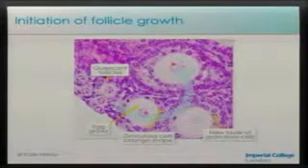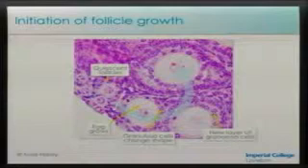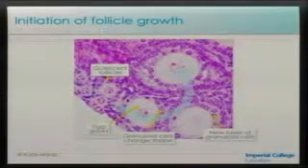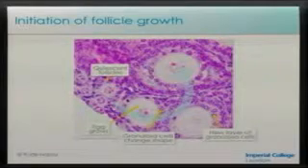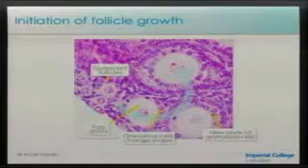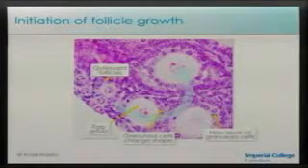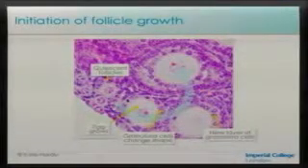And what we're interested in is how follicles start growing. Female mammals are born with all the eggs they'll ever have. And the vast majority of those eggs are very tiny, and they're resting, they're quiescent. And in the mouse, they look like these. They're very small with flat nurse granulosa cells around them.